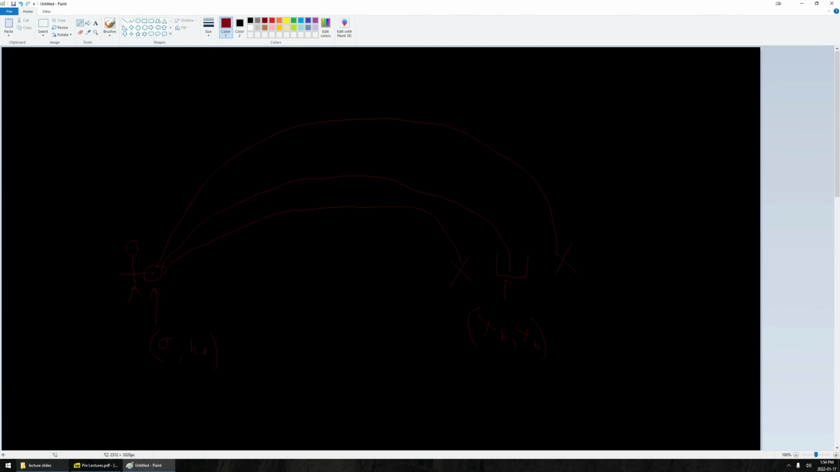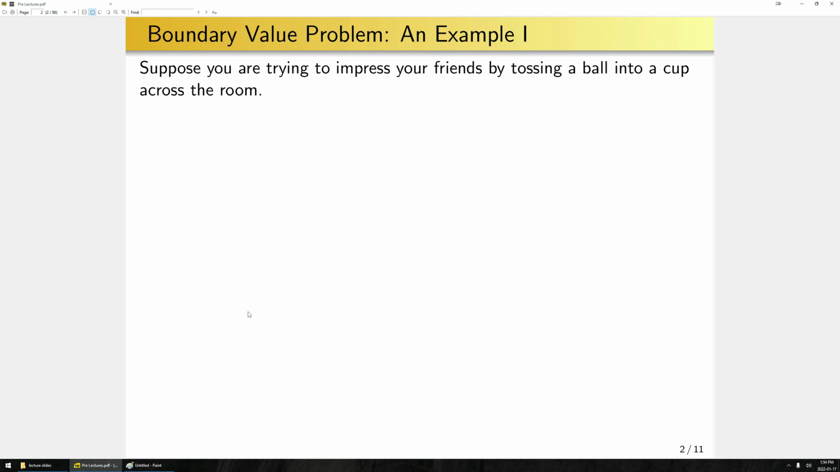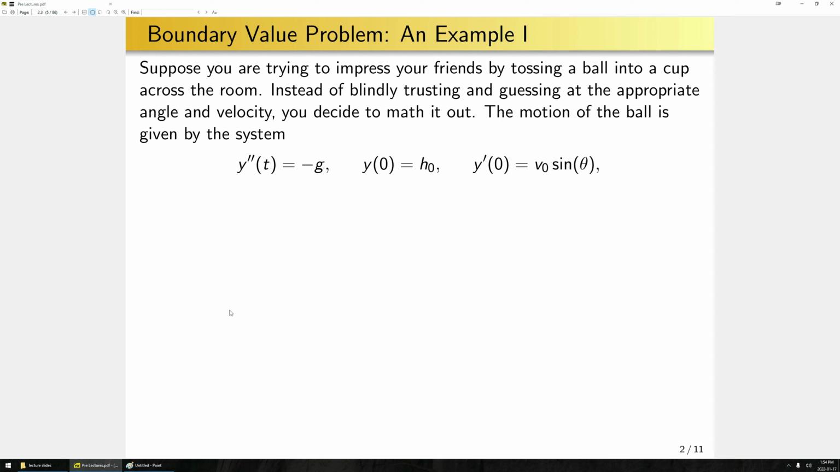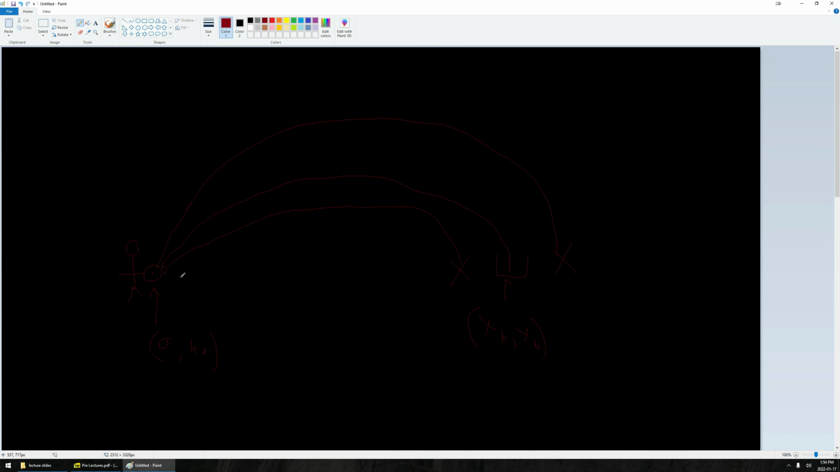So let's look at that initial value problem and go from there. Here, instead of blindly guessing at the appropriate angle and velocity, we try to math this out using what we have from 205. The motion of the ball is given by these governing equations for the y position. Here I'm simply saying the acceleration of the ball is given by gravity. Notice that with this assumption, I'm implicitly assuming that there's no drag or anything on the ball. See a question on A1 there. And then I'm assuming that my initial height is given by this height h0. So that's my initial point here.